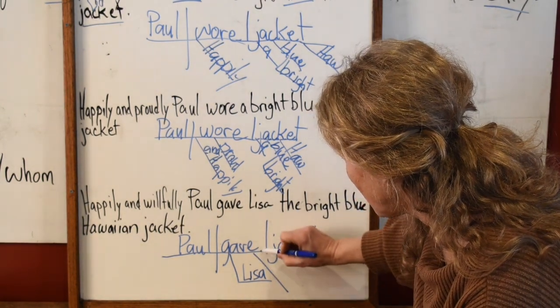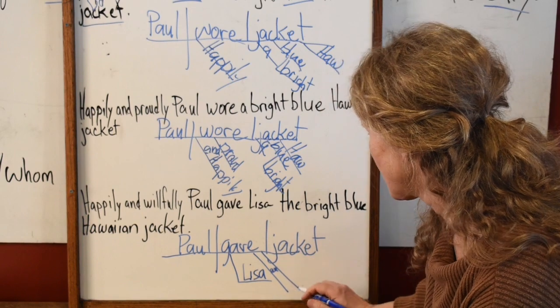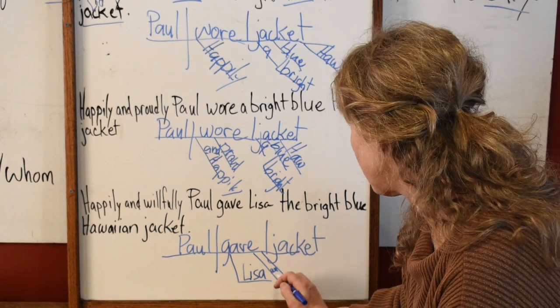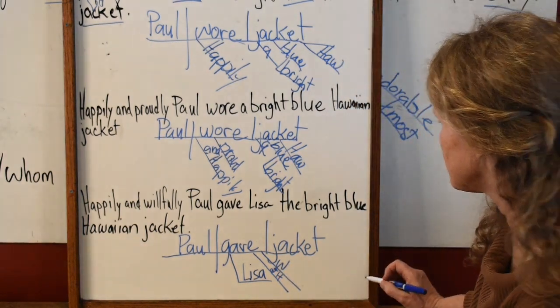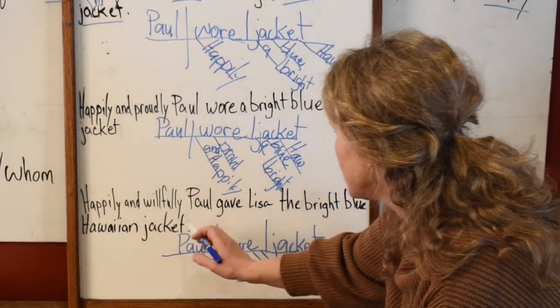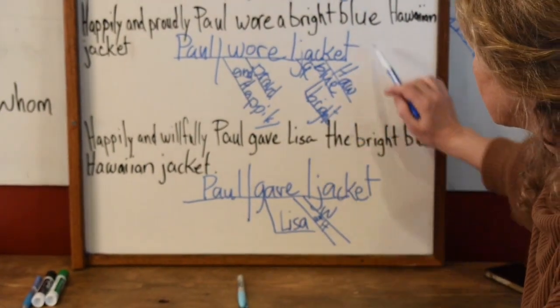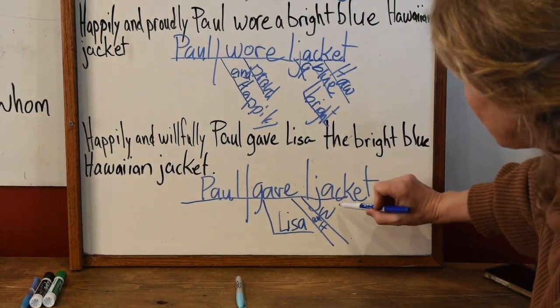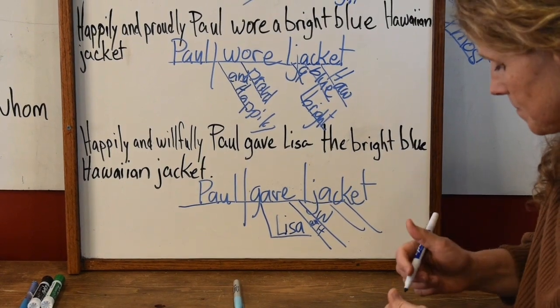So then they would come off slanted right here, and we would have happily and willfully. I'm not going to write it all in. And then the bright blue Hawaiian jacket is exactly like this, and you would describe that the same way. Okay? Does that make sense?